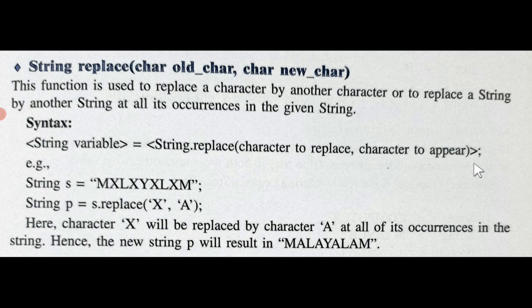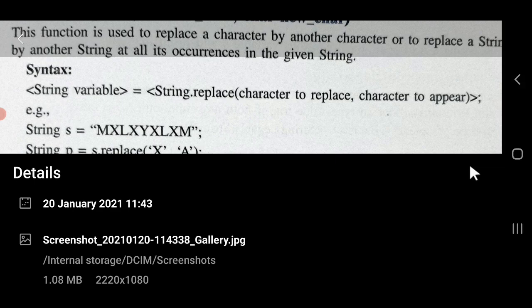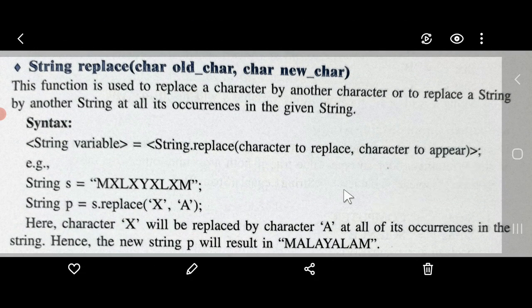This is a format, and after that we have here a word, you can see, or a string literal, mxlxy, stored in the variable of string type s. Then another string we declare, string p, will hold the result of this replace function, which is called upon the s object of the string type. Then x I have written here means which is to be replaced, and it is to be replaced by a. So finally all the x are going to be replaced by a. So that is what Malayalam.